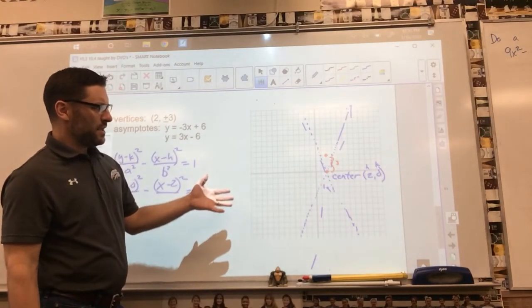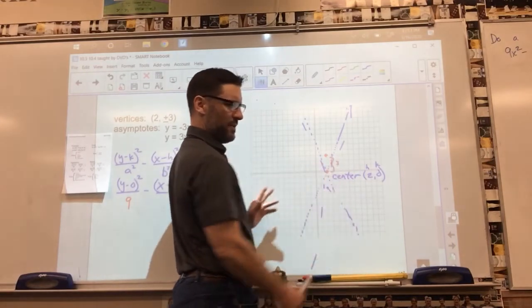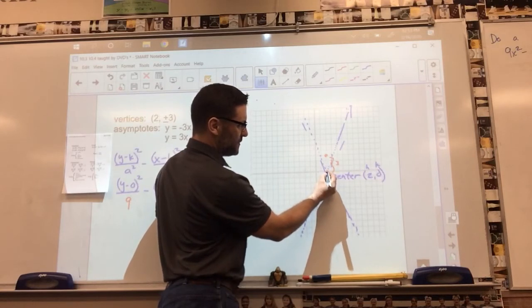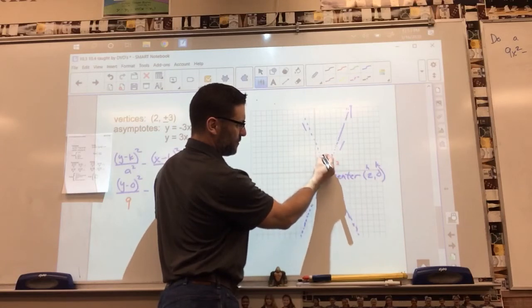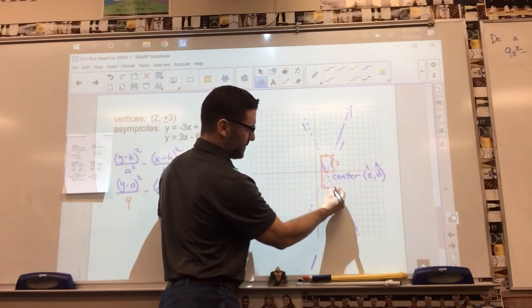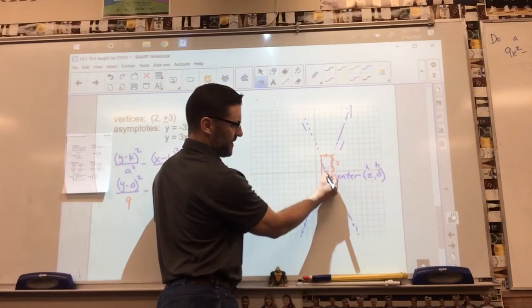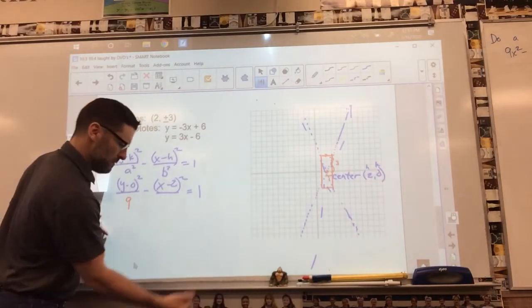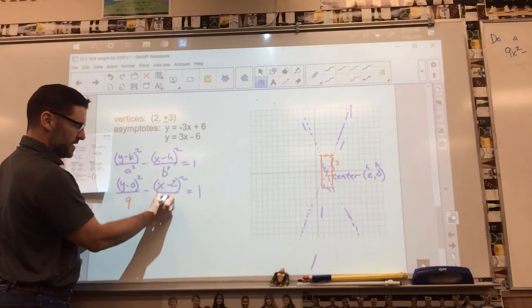Then the other one is, what is the b value? And the b value is really how wide the reference rectangle is. And I don't have the reference rectangle, but I did notice for my two asymptotes, I went up 1, 2, 3 and over 1, and up 1, 2, 3 and over 1. And I have a good idea of what the reference rectangle looks like. And the distance from the center out to the side of that reference rectangle right there, that's 1. That's your b value. So I plug in a 1, and 1 squared is 1.